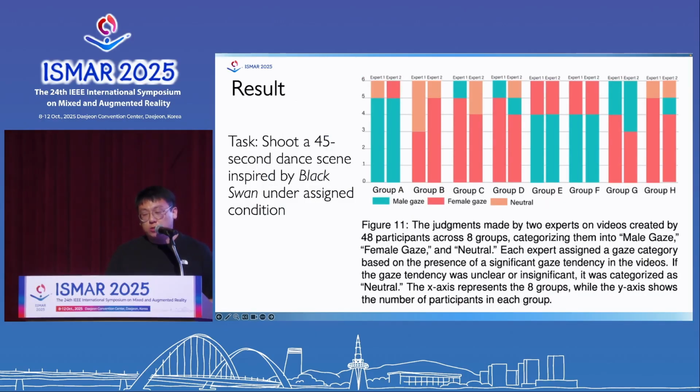Each participant shot a 45-second dance scene inspired by Black Swan. They controlled light, camera, and angles. Experts judged whether the shot showed the male or the female gaze. We observed that the male-female swap often changed camera behavior. For example, a male user with a female avatar used a close-up and soft light. A female user with a male avatar performed a wider dynamic shot. They confirmed that embodiment shaped storytelling.